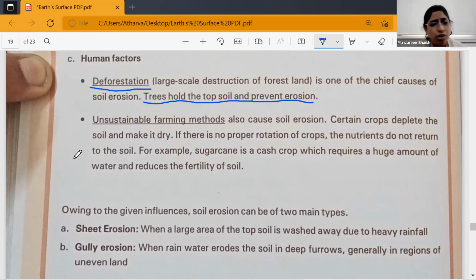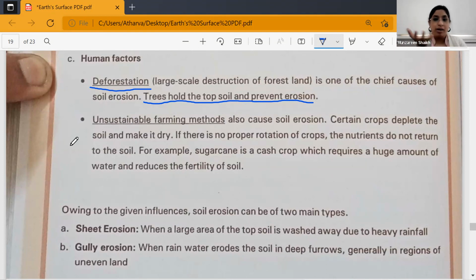It requires a huge amount of water, and therefore it reduces the fertility of the soil. So if you are aware of different farming methods, farmers do not grow only one crop throughout the year. They change the crops so that they can maintain the fertility of the soil. They rotate it.